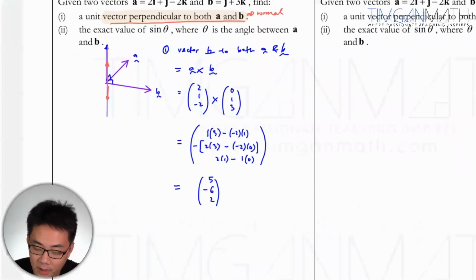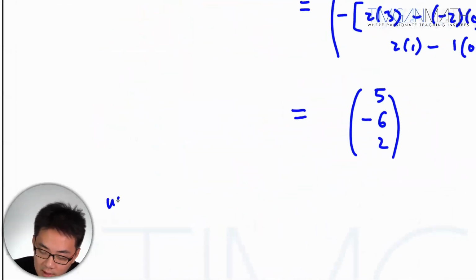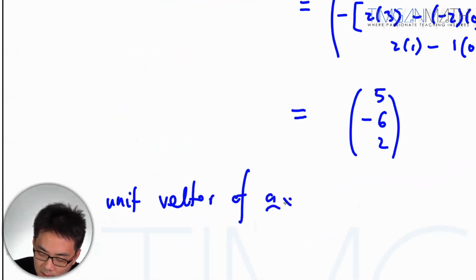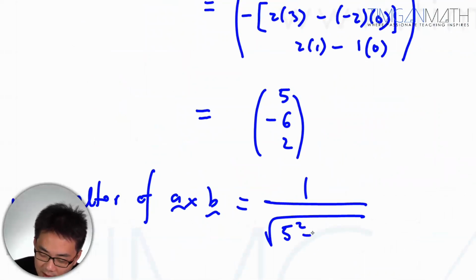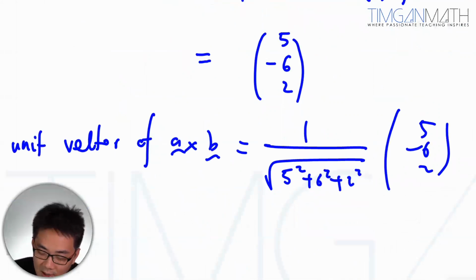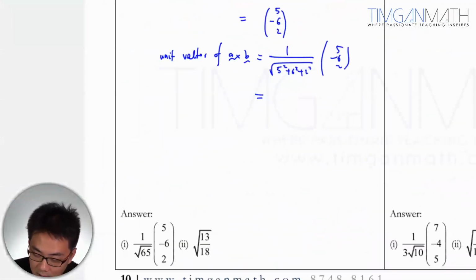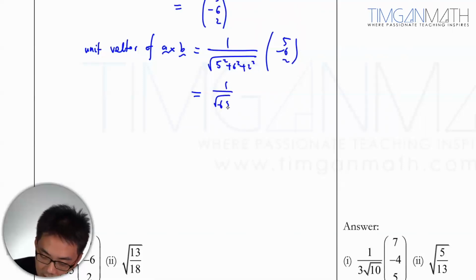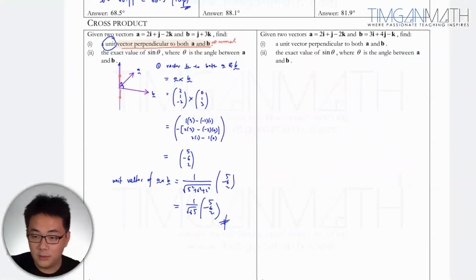Now, because you want a unit vector, the unit vector of A cross B will just be divided by its own length. Remember, unit vector is dividing by your own length. Whatever length you have, you want one unit of yourself, so you just divide by yourself. So that will be 1 over root 65. Okay, that's it. That is how you do it.